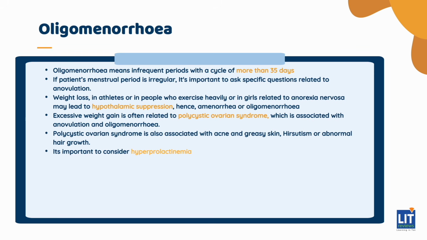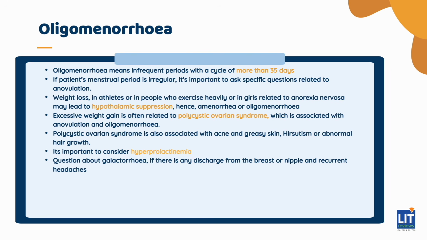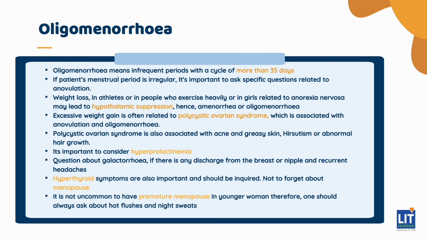It is also important to consider hyperprolactinemia. We need to ask the patient about galactorrhea, if there is any discharge from the breast or nipple or recurring headaches, as this will require specific investigations including hormones and imaging. Hyperthyroid symptoms are also important and should be inquired. Not to forget menopause. Although menopause is expected in the late 40s or early 50s, it is not uncommon to have premature menopause in women younger than that, and therefore one should always inquire about hot flashes and night sweats.